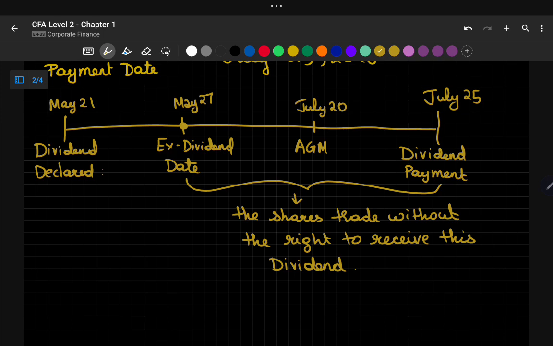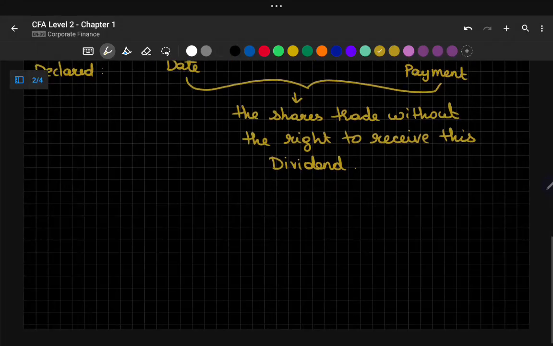Now we understood what is dividend, then we learned what is ex dividend date. Now let us understand what is a payout policy. Payout policy is the company's policy regarding the payment of cash dividends as well as share repurchases in any given year. So, it guides the company about cash dividend payments and share repurchases.